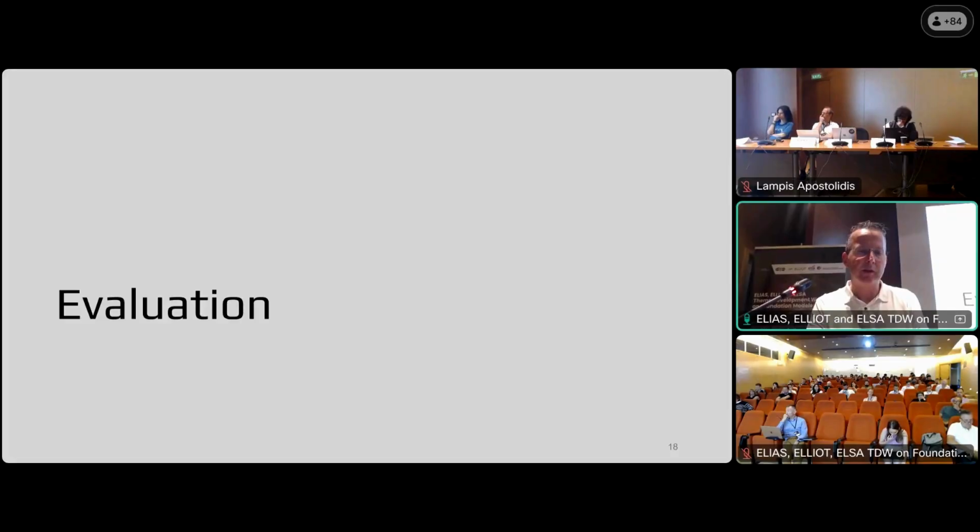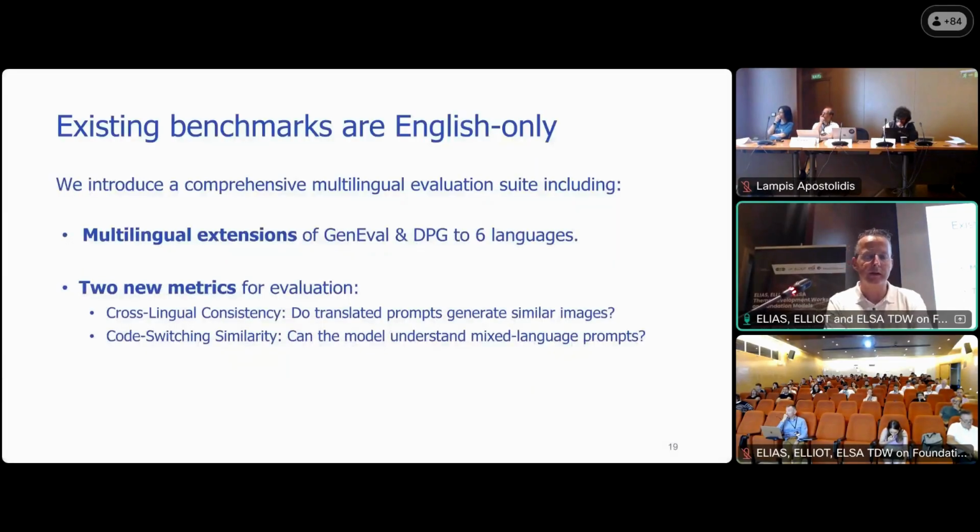Then comes evaluation, but I first need to explain what we did. We introduced a comprehensive multilingual evaluation suite that contains multilingual extensions of 2 commonly used benchmarks for this domain, GenEval and DPG. We extended this to the 6 languages we have, together with some new metrics, but I will not go into deeper detail on those in this talk. They are in the paper.